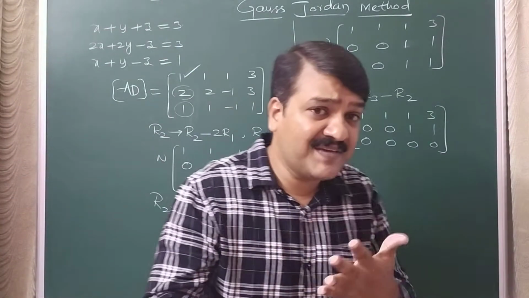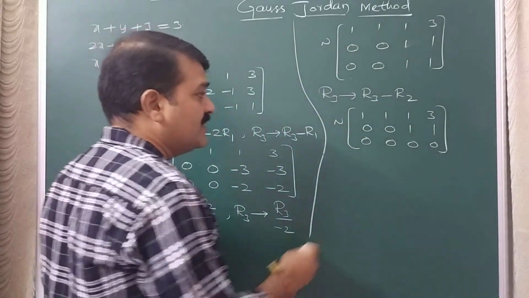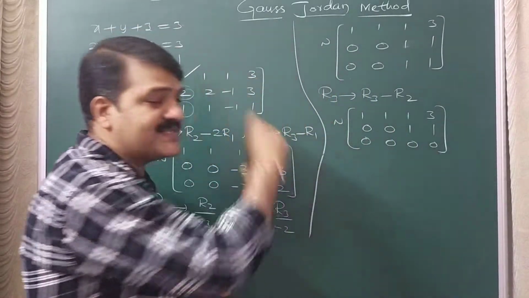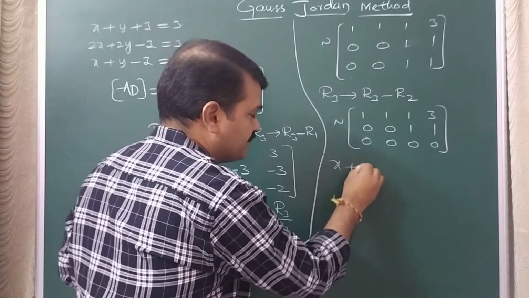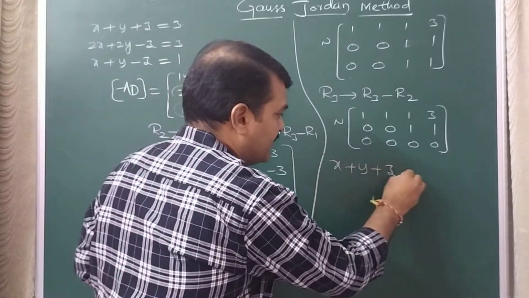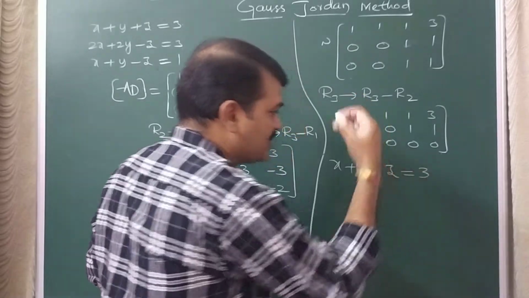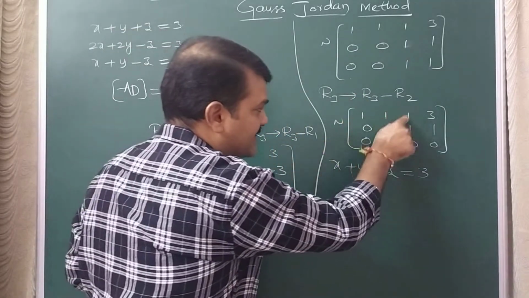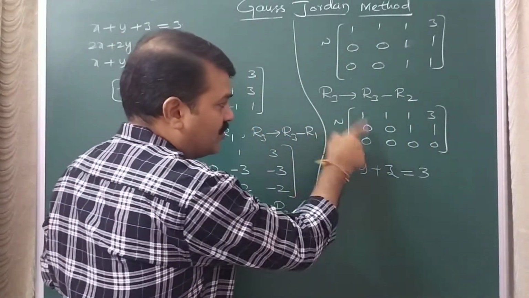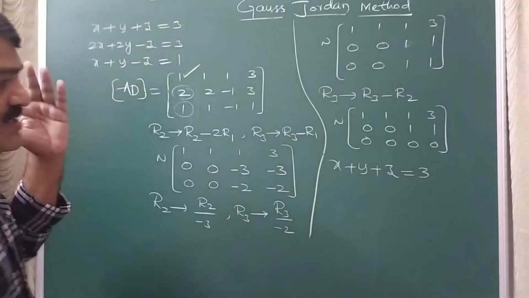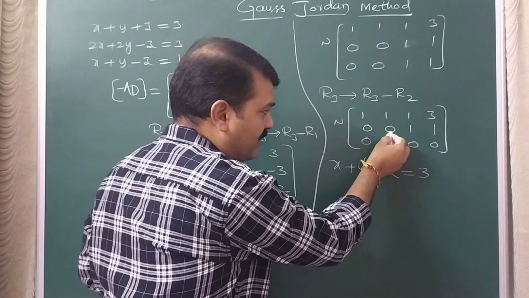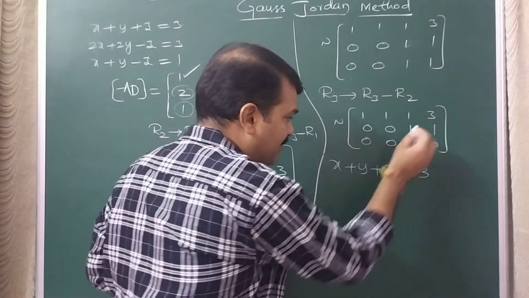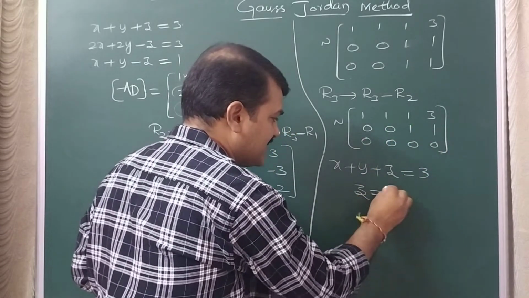How to find the infinite solutions? Write the equivalent set of equations from this. Take the first row. Write the first row in the equation form: x plus y plus z is equal to 3. Come to second row: 0 into x, 0 into y, 1 into z is equal to 1. From second row you will get z is equal to 1.